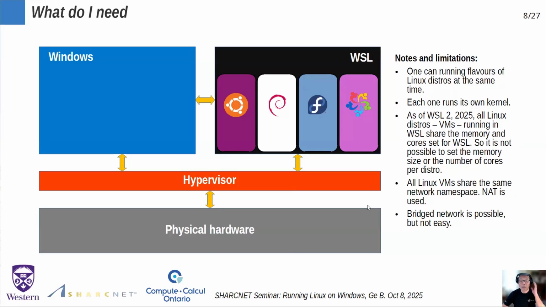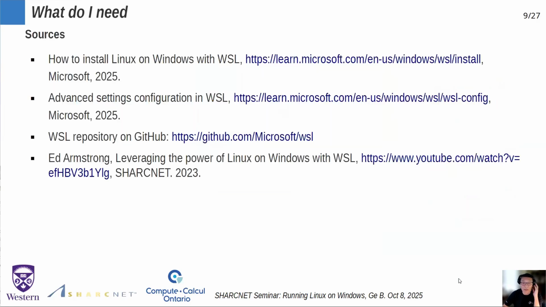And also all the Linux VMs share the same network namespace, and NAT, or network address translation, is used. For those of you who want more advanced settings, to have different IP addresses for the Linux distros, it is possible, but it's not easy as of now. Okay, just a note. And here's a list of sources where you can find more detailed information.